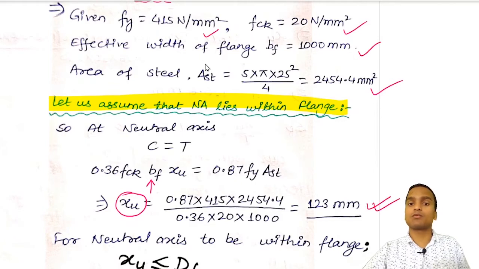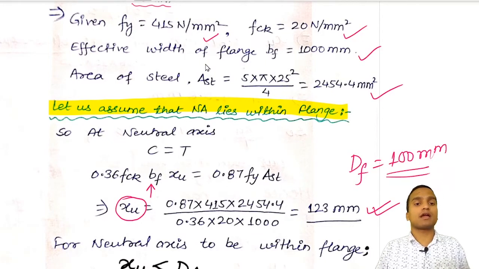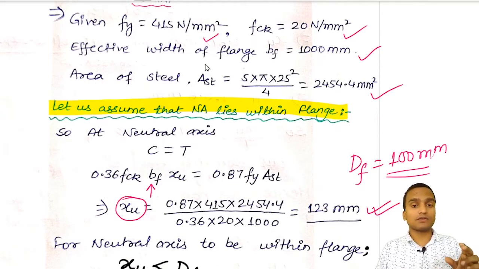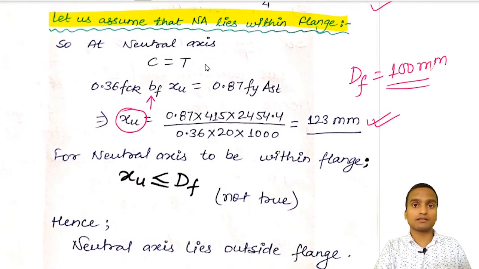And how much was the depth of flange? The depth of flange was 100 mm. So the depth of flange is 100 mm, and the depth of neutral axis is 123 mm. That means the depth of neutral axis is more than the depth of flange. So our assumption is not valid.